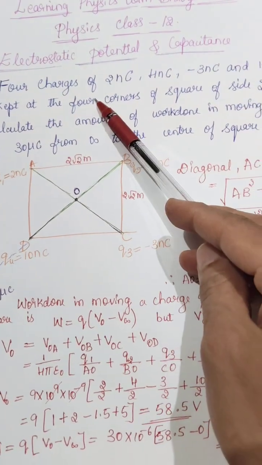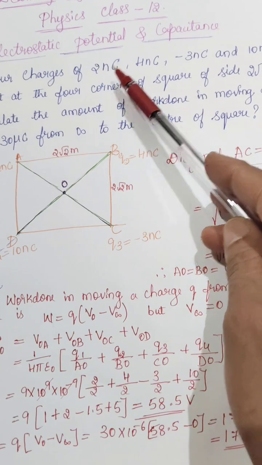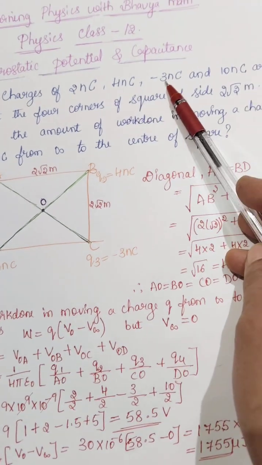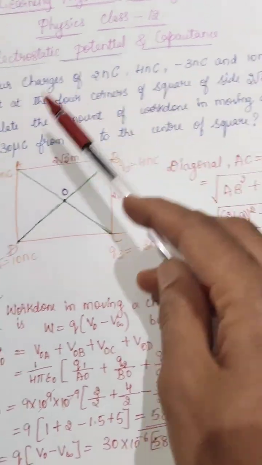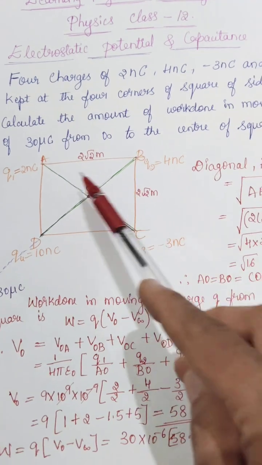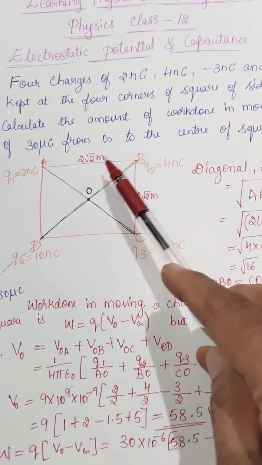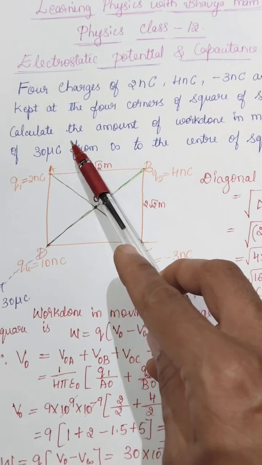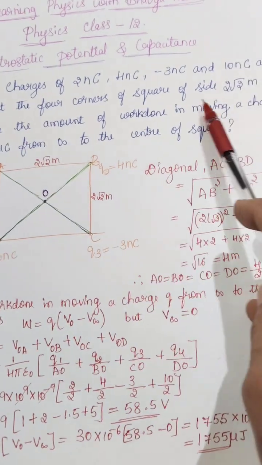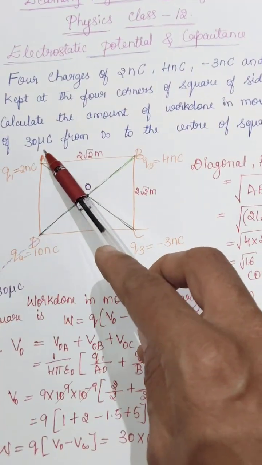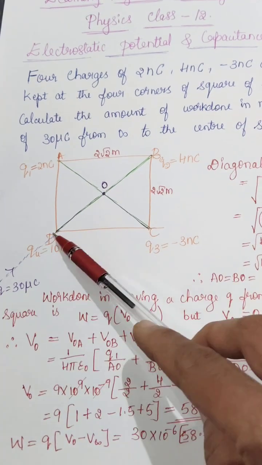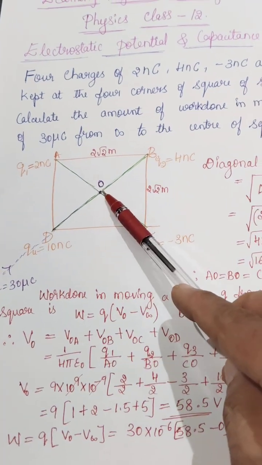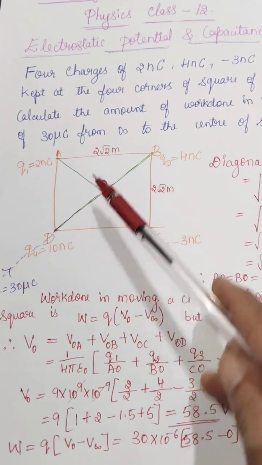There are 4 charges of 2 nanocoulomb, 4 nanocoulomb, minus 3 nanocoulomb and 10 nanocoulomb kept at the 4 corners of a square of side 2 root 2 meter. We need to calculate the amount of work done in moving a charge of 30 microcoulomb from infinity to the center of the square. This is the question. I hope it is clear.